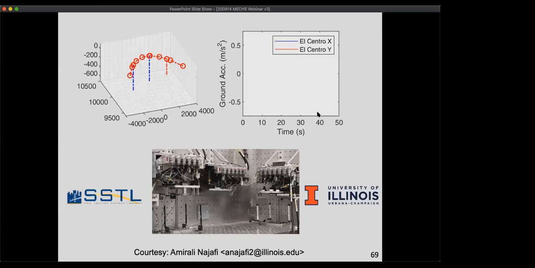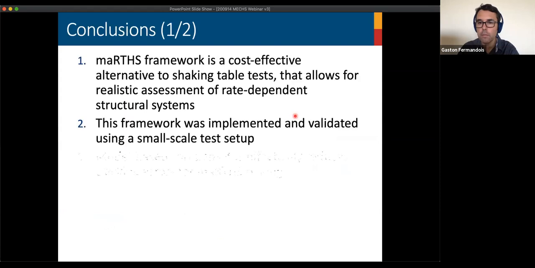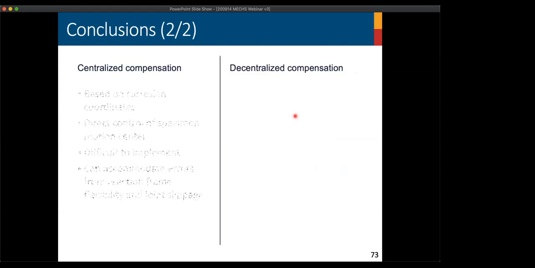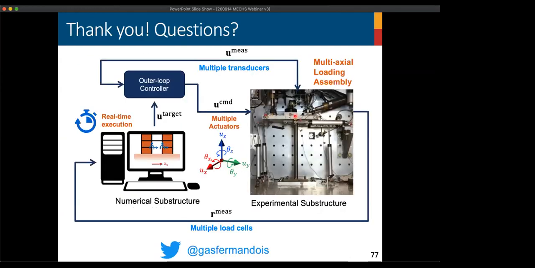Oh, hi, Gaston. I have a question. Yes, Alejandro, hi. So I understand that the amount of actuators depends on the capacity that you need for the simulation, but is there any specific configuration that is easier to control, or that yields better performance?